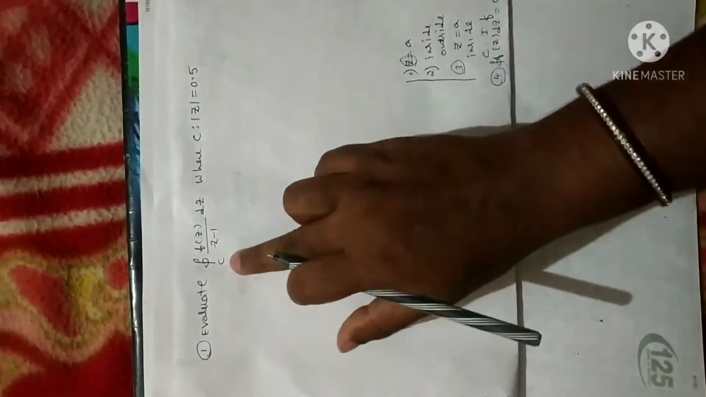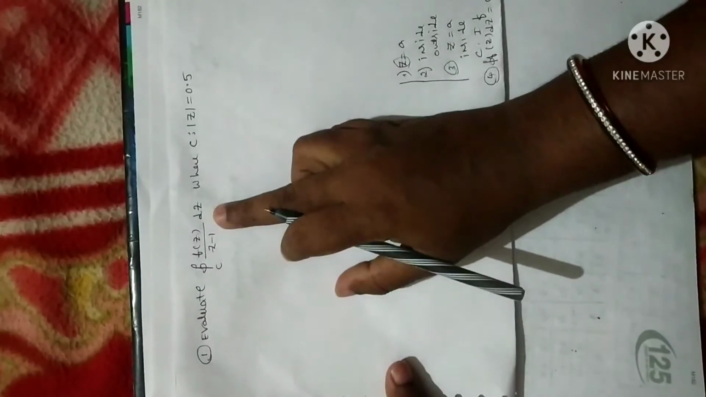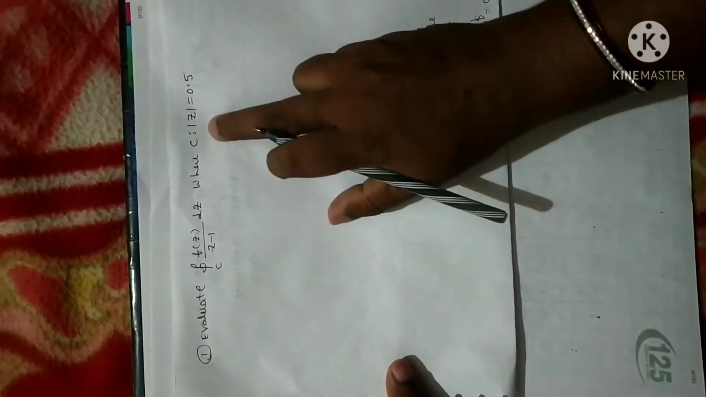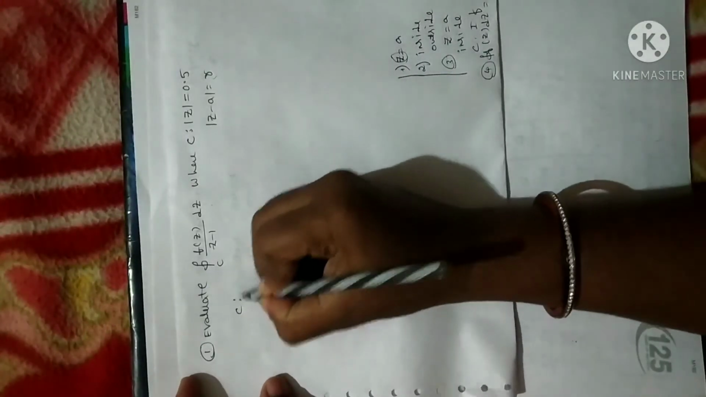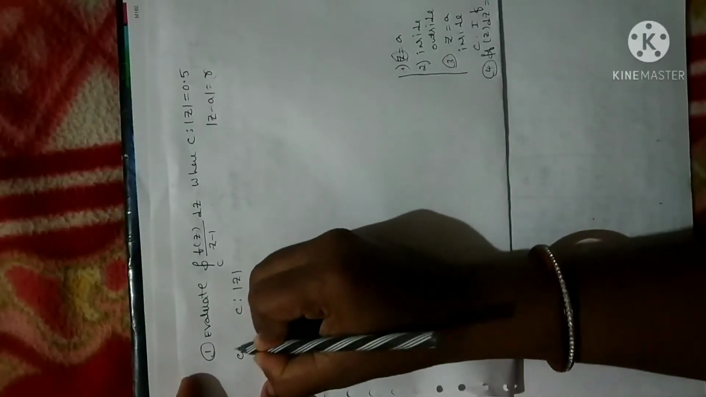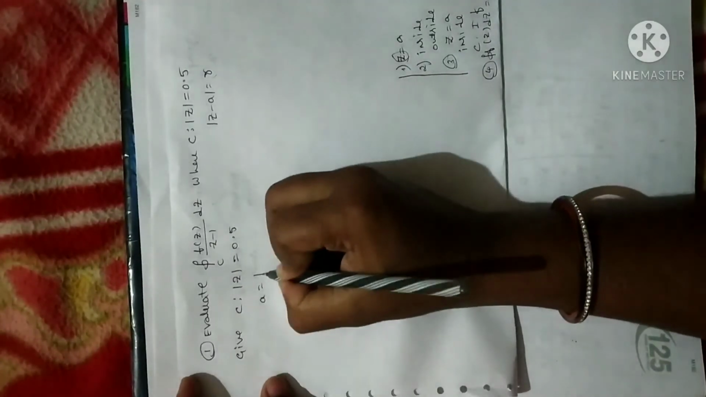Now let me solve one problem so that you will get an idea. Now here I have a problem. Evaluate integral of f of z divided by (z minus 1) into dz, where the circle equation is given by mod z is equal to 0.5. Now compare it with the standard equation, mod z minus a is equal to r. Anyhow, e power of i theta, you leave it. So radius is 0.5. Now let me write here, given c is equal to mod z, which is 0.5. Here a is equal to 1.